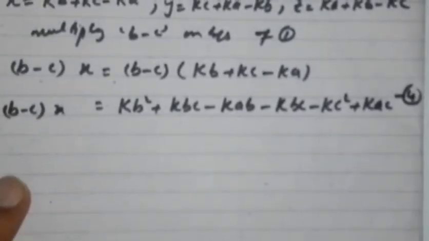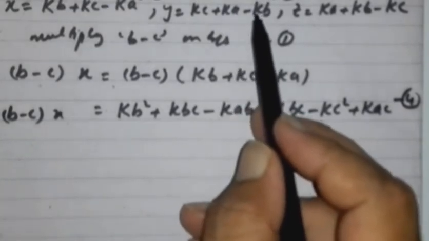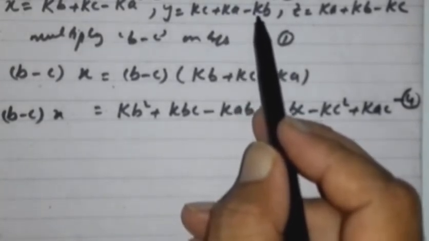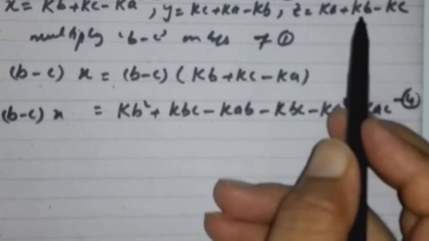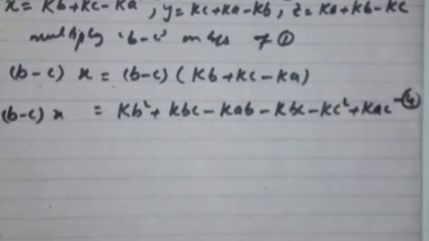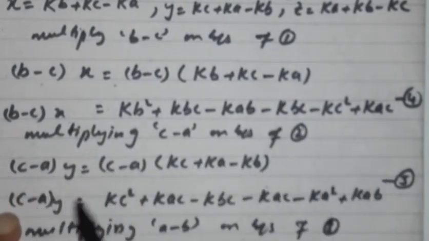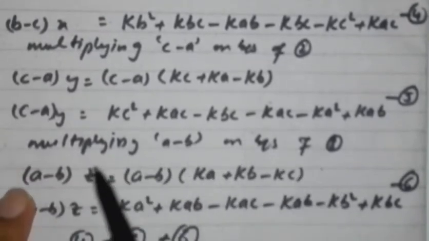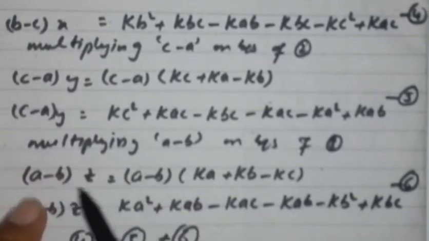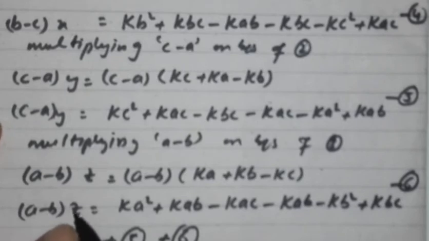Similarly, multiply both sides of equation 2 with c minus a, and both sides of equation 3 with a minus b. C minus a on both sides of equation 2, we get c minus a y, and when we multiply this with this, we get equation 5. And similarly, a minus b on both sides of equation 3, so a minus b z, and when we multiply these two, we get this equation 6.